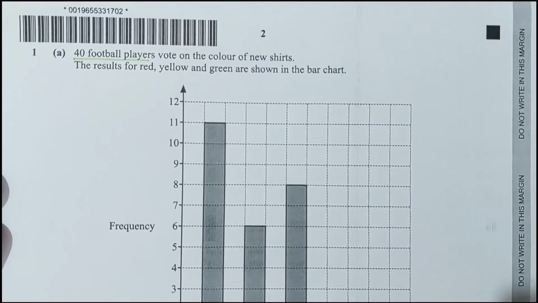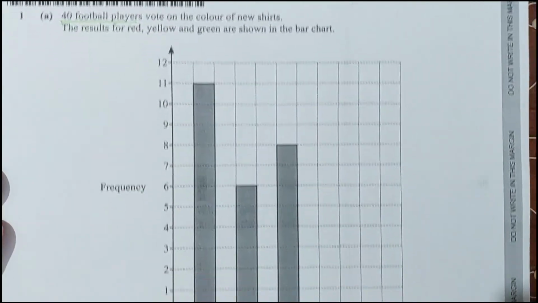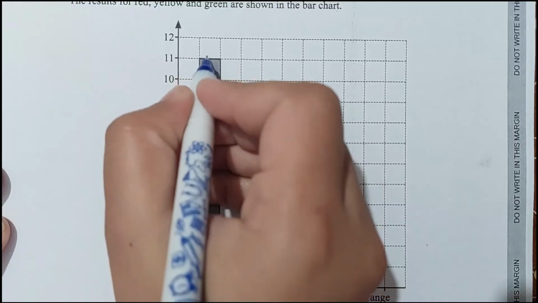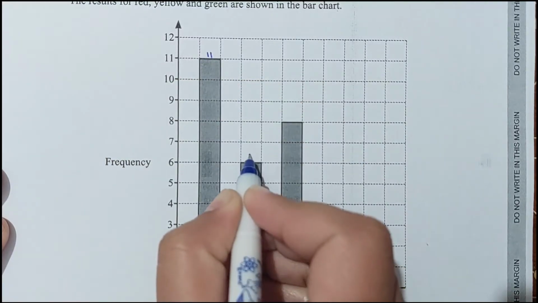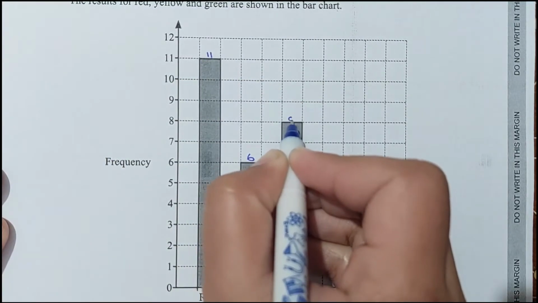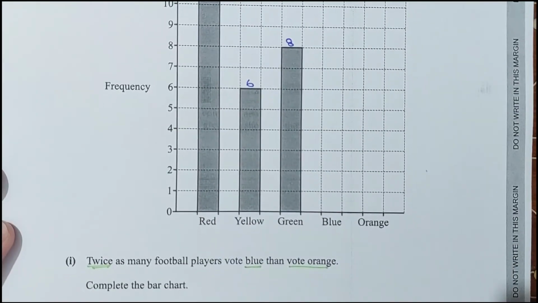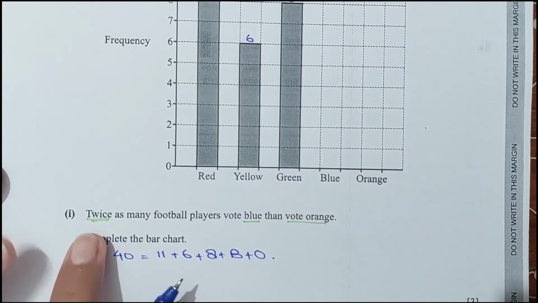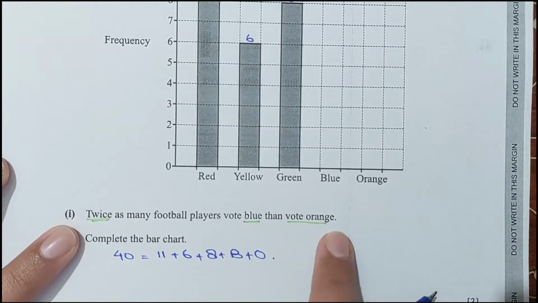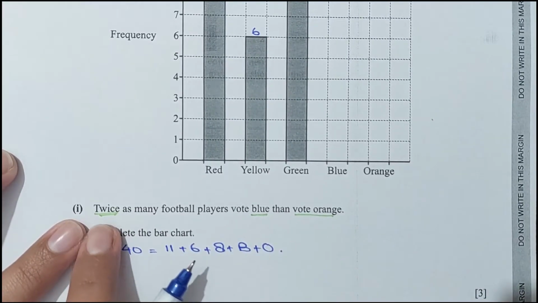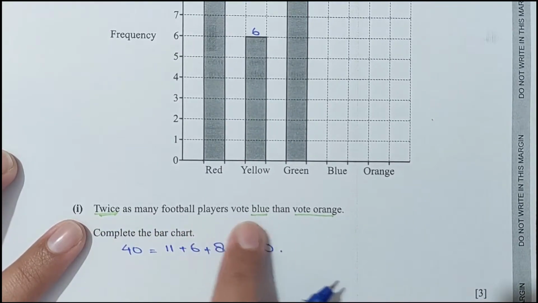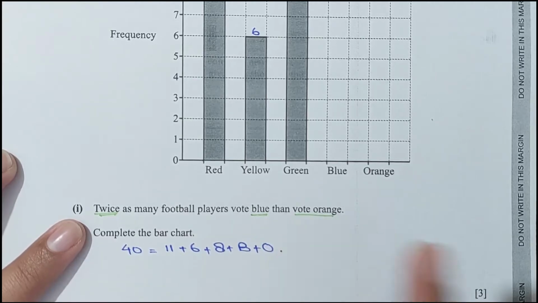The total number of players is 40, right? For red it is 11, yellow is 6, green is 8. The total would be 40, the sum of red plus yellow plus green plus blue plus orange. What information do we have about the blue and orange? Twice as many football players vote blue than vote orange.